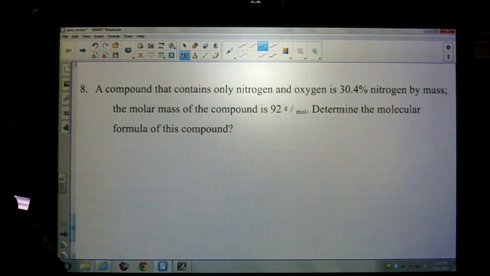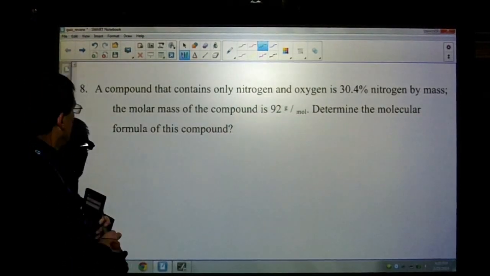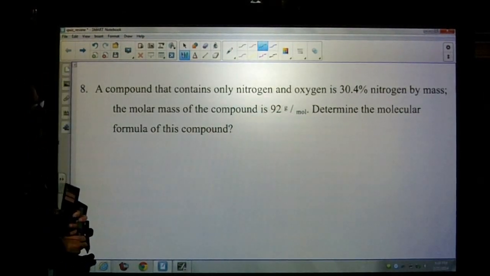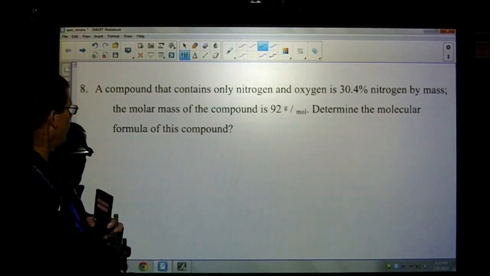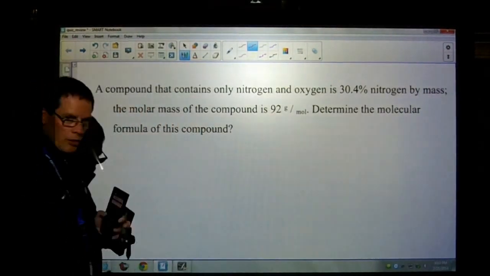Number 8. Question says a compound that contains only nitrogen and oxygen is 30.4% nitrogen by mass. The molar mass of the compound is 92 grams per mole. Determine the molecular formula for this compound. I love these questions. Gets you to think.